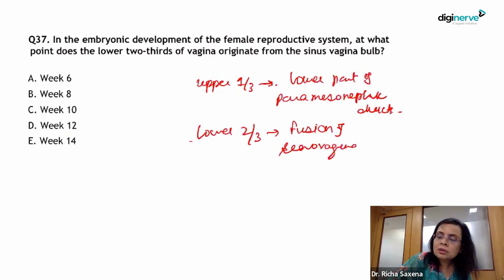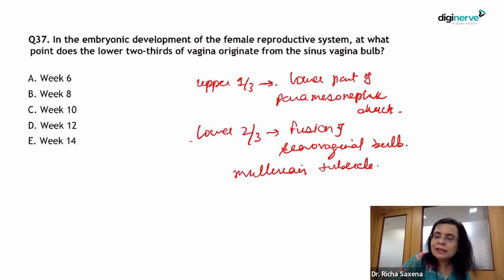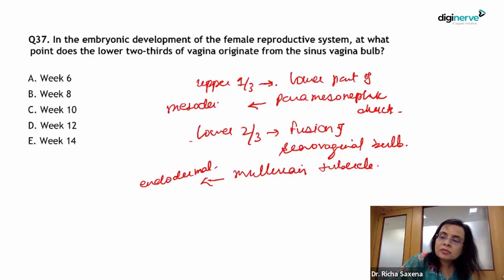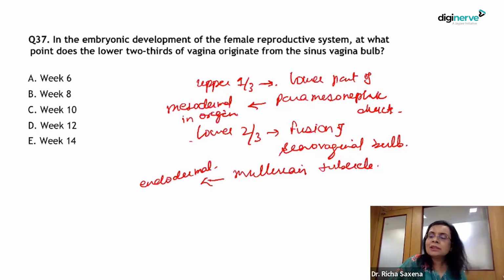sinovaginal bulbs, which arise from the Mullerian tubercle. This is unrelated to the question. The reason I'm taking it here is it's very important. You may get a question pertaining to this. Also, what is important is that this is endodermal in origin, and the paramesonephric duct is mesodermal in origin. So these can be separate questions.